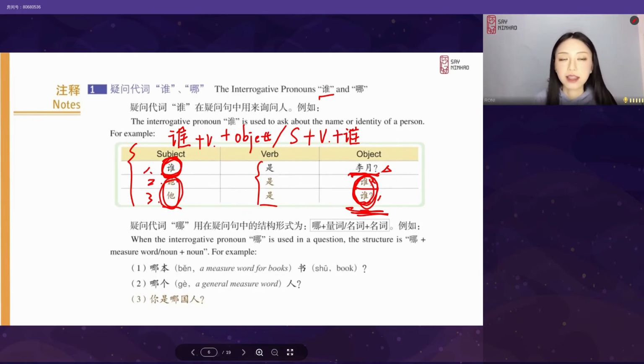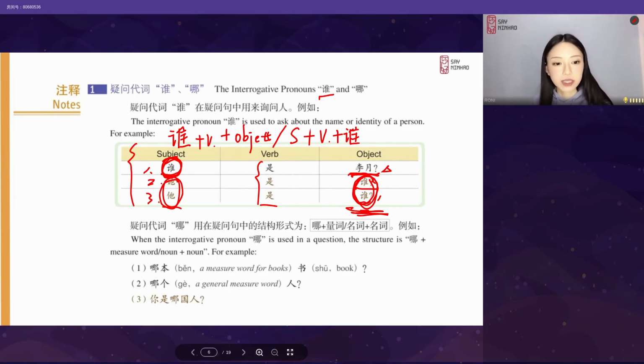你是谁? Okay, this time try to ask a question. Who is Ronnie? This question, let's try to make it. This time we already know the identity, we know the name. Then the answer is 谁是 Ronnie, right? 谁是 Ronnie? Very good, very good. So this is the interrogative pronoun 谁.